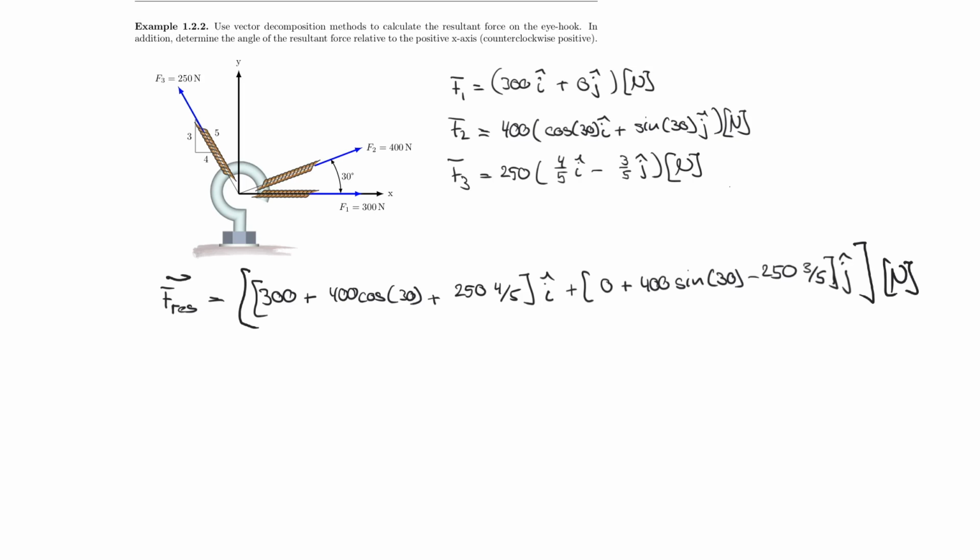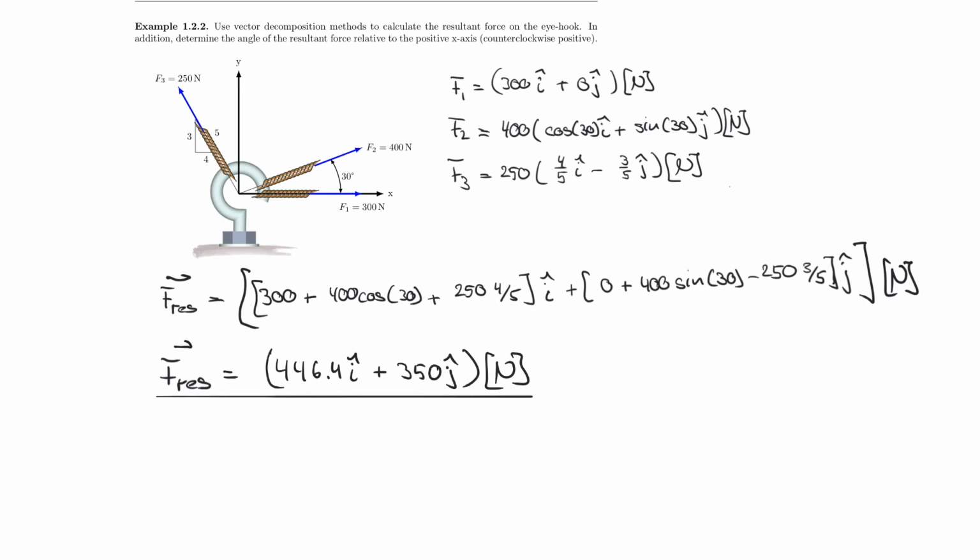So now my F resultant can be calculated. And that turns out to be 446.4 i hat plus 350 j hat. And again, don't forget the newtons, and this is one part of my answer, so I better double underline it. So there we go.